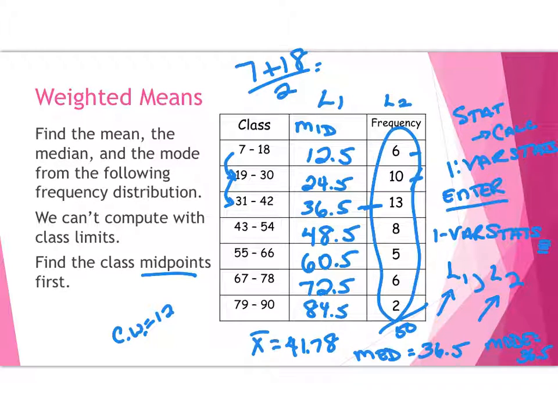One other thing, and I'll come up here to the sign. When I have a frequency distribution, instead of asking for the mode, which would be the midpoint, I could ask for the modal class. The modal class is which class has the most entries in it, and that would be 31 to 42. I would just list the class limits.